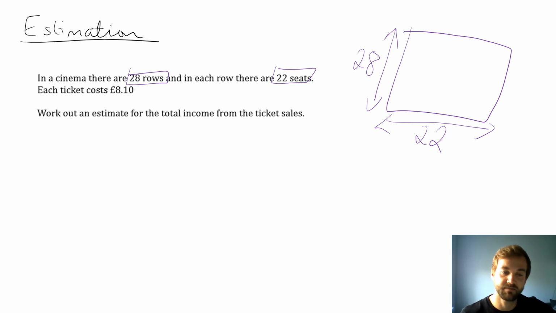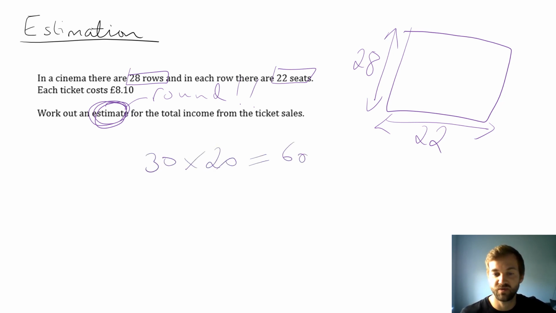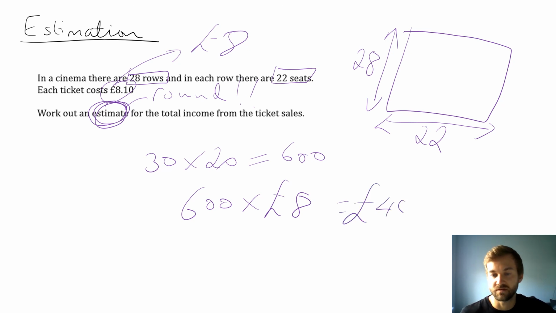But it says estimate. So whenever it says estimate, circle it, which means we must be rounding. Okay, we're guessing, a smart guess. 28 rounds to 30, 22 rounds to 20. That means we've roughly got 600 seats. We haven't. We've got 28 times 22 seats, but it's only an estimate. Each ticket costs £8.20. Let's round that to £8. 600 seats at £8 each. That is £4,800 as an estimate.